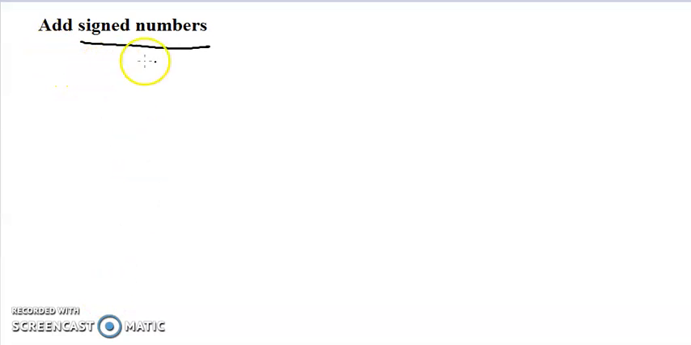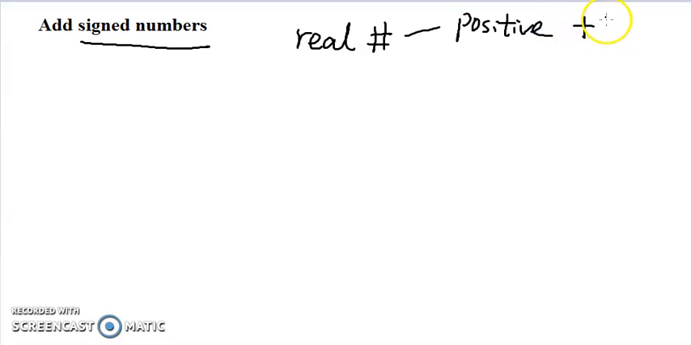How do we add signed numbers? Any real number is either positive or negative or zero. If it's a positive number, we can put a plus sign in front of it, say, for example, positive 3. The plus sign can also be omitted.